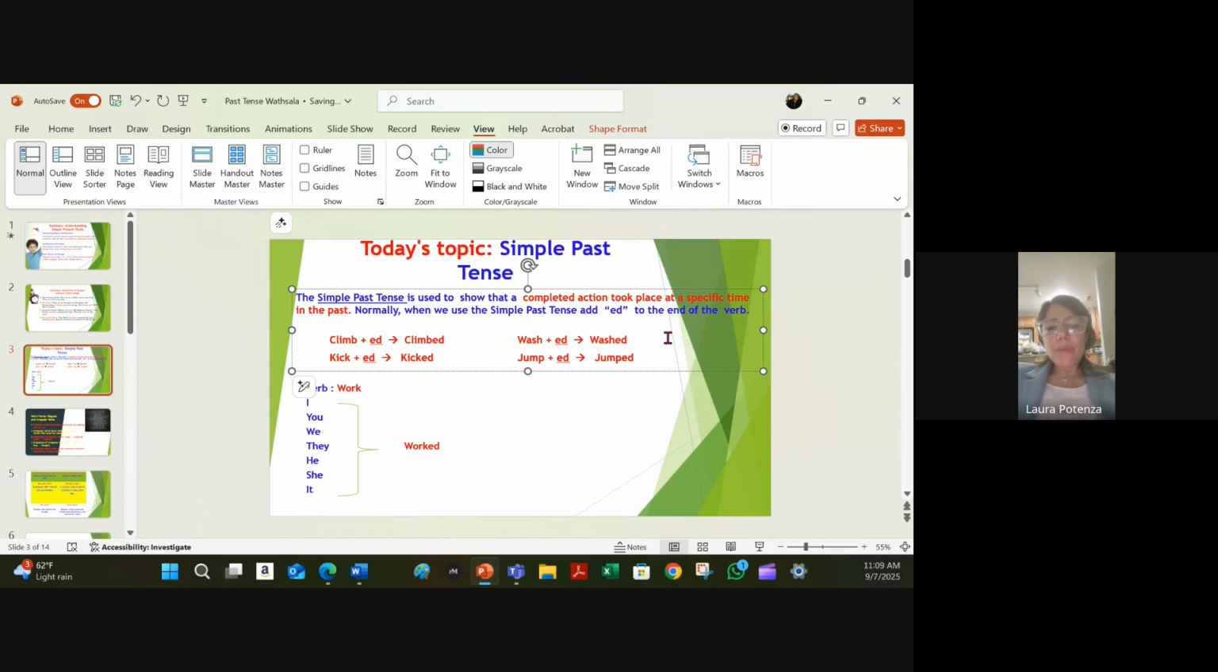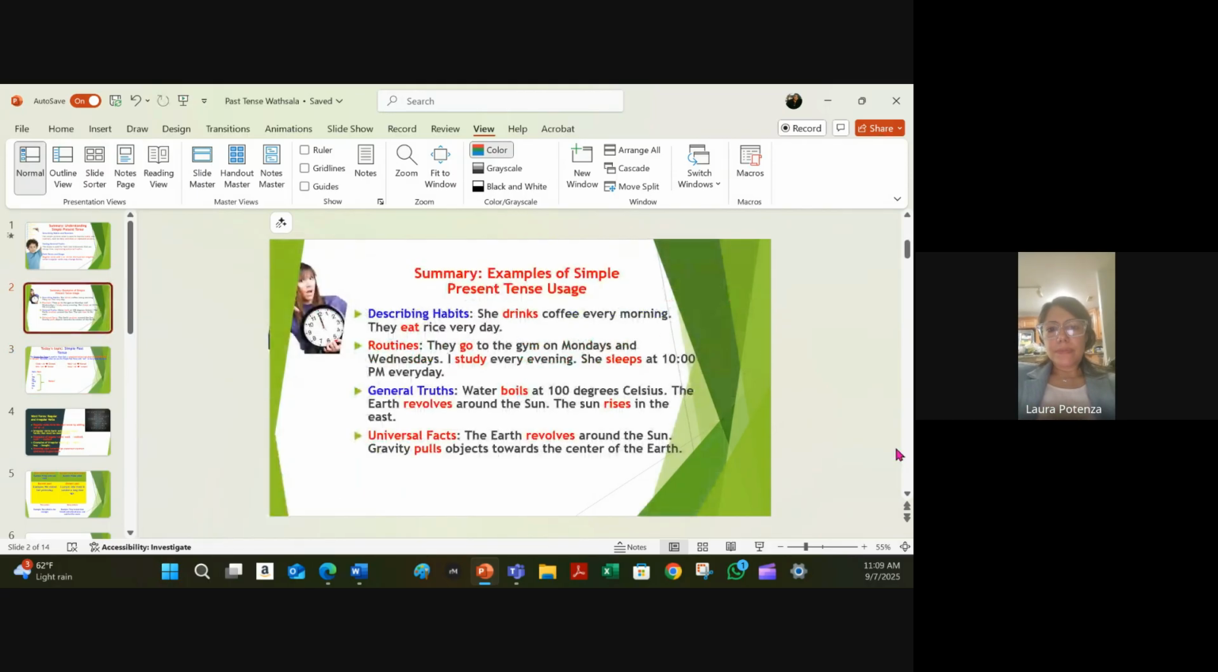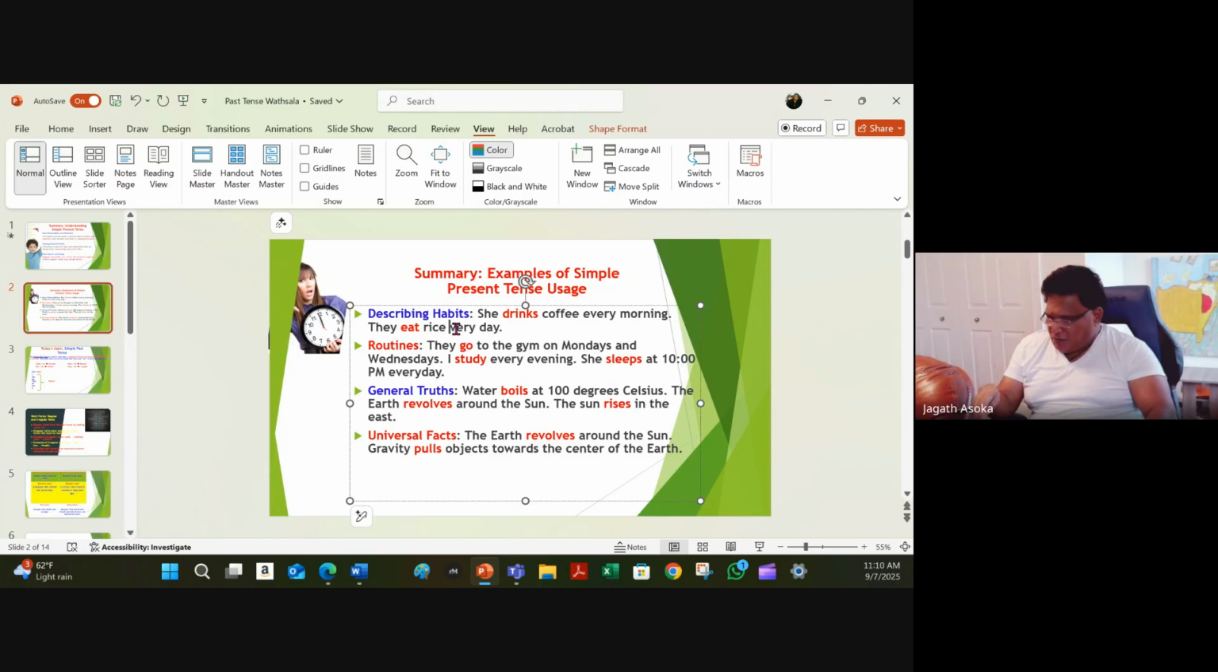Right. I saw that, but I wanted to say, go back a slide. I wanted to say good job, Wathsala, because in the first bullet point describing habits, there's a spelling mistake, and you corrected it. They eat rice every day. It says very day, but you said every day. So that was good. Very good. Move on.